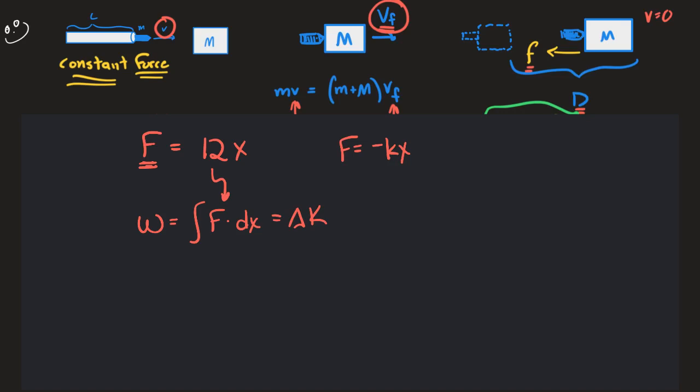In fact, I think to answer this question, all you really have to state is that you're going to integrate the expression for the force from 0 to 2 meters. That will give you the change in kinetic energy of the dart.